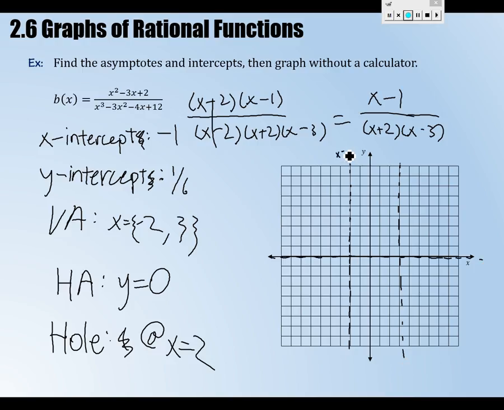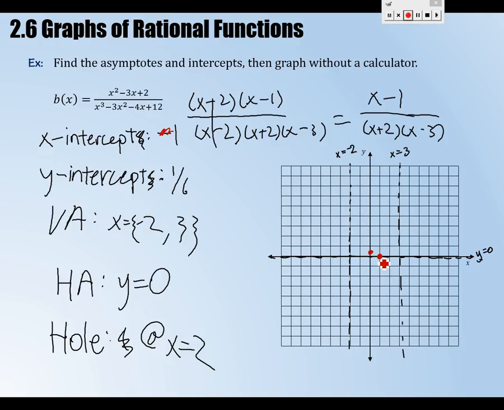Okay, here's x equals -2, x equals 3, and y equals 0. And then we don't have very much to plot here. The y-intercept is 1/6. What's wrong? It's just 1. Okay, 1 is the x-intercept. And right now, we have all the information down, don't we? So now the question is, how would you graph this? There's not a lot to go on.